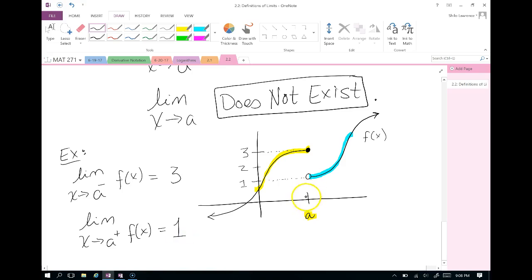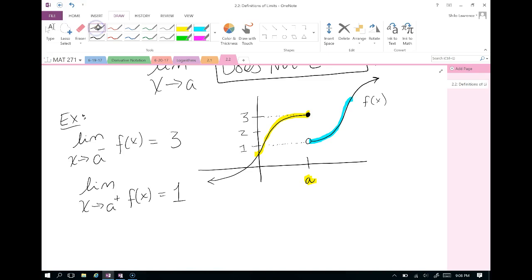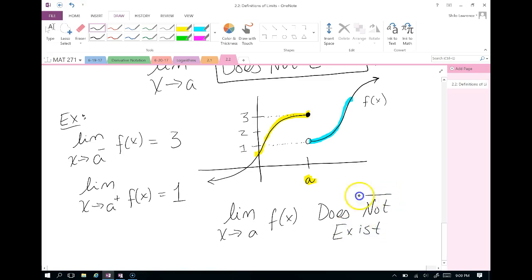So there is no definitive answer as to what is happening on this function at x equals a. From the left, it looks like one y value. From the right, it looks like a completely different y value. So what we would say is the limit as x approaches a for f of x does not exist. And that's because our left limit and our right limit, which we can do, are not equal. They're two different things.